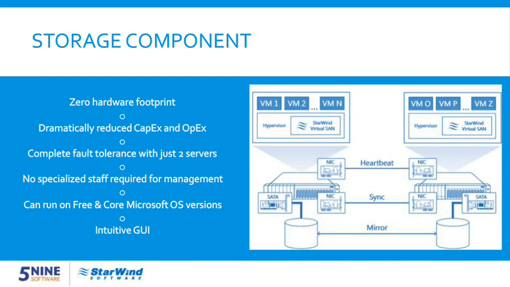Then we have complete fault tolerance with just 2 servers. So there is no third server, there is no dedicated storage hardware. There are just 2 servers cross-connected with non-proprietary storage fabric having complete fault tolerance. That's the minimal setup for HA possible.